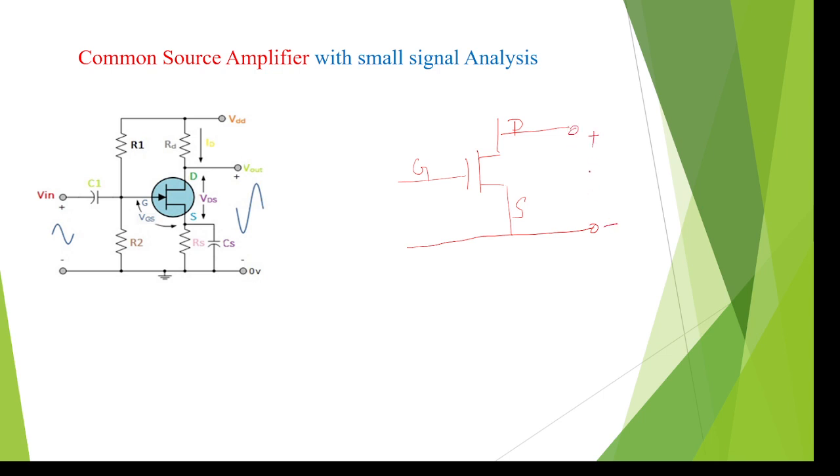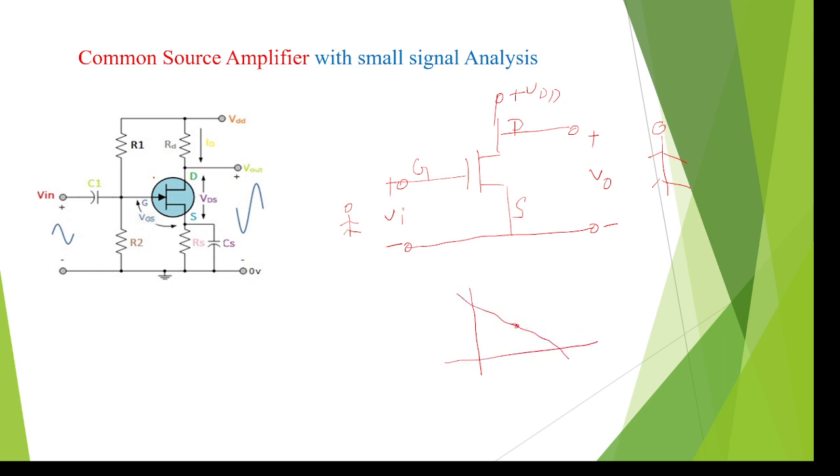I'm assuming this is the output, this is the supply required, VDD, and this is the input. Across the gate and source we are giving the input signal. So then it is a common source amplifier, and its function is, while giving a small signal, it should be amplified by the amplifier. Of course, by setting the Q point we can get the output without any distortion.